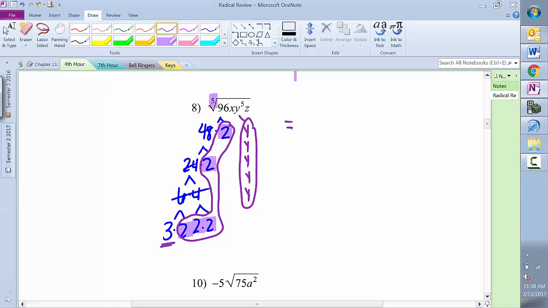Who thinks that they can write this out for me? We circled our groups. Go ahead. 2y, and then the 5th root of 3x.